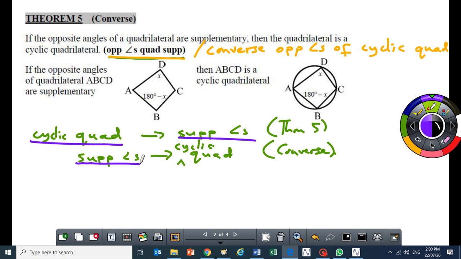The converse, you must add the opposite angles. If they add up to 180, then you say that it's a cyclic quad. If they don't add up to 180, then you say it's not a cyclic quad. So theorem 5 and its converse are also related. Okay? So make sure you know that. Alright? So let me move on.